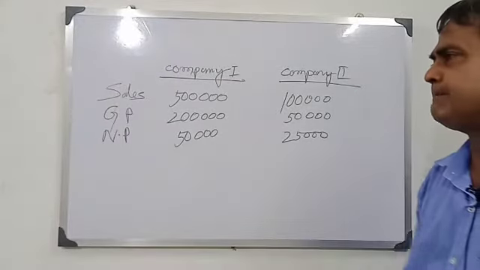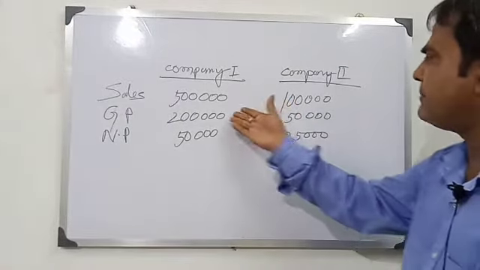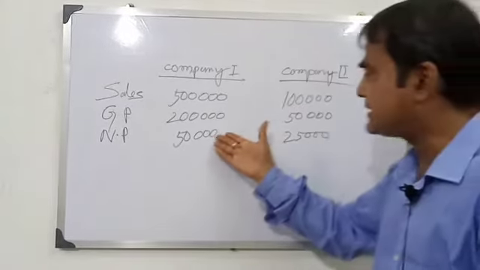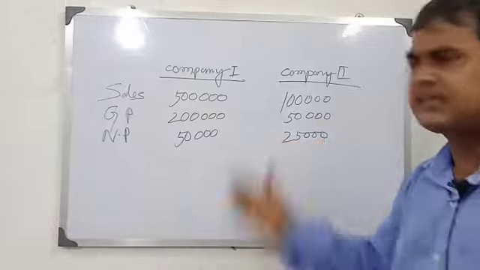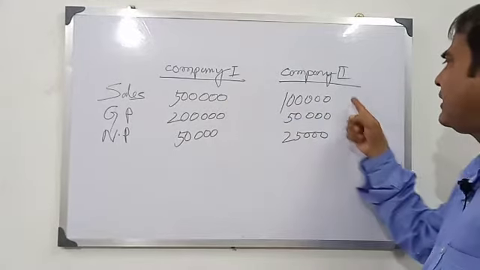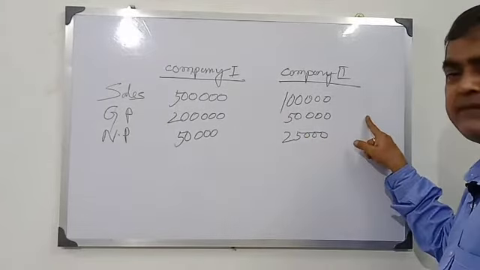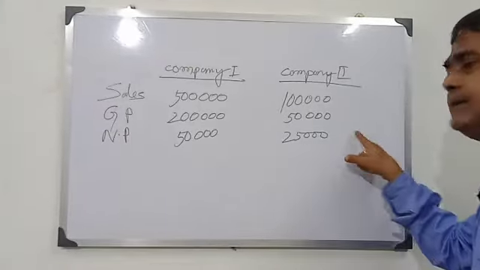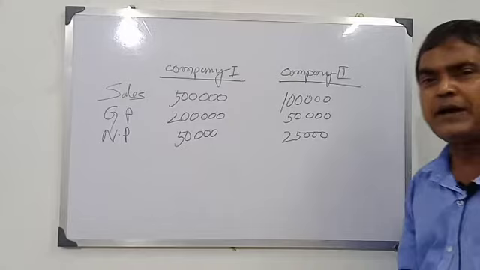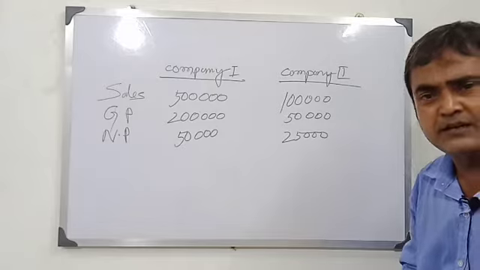If I ask someone doing accounts which company is better: this company is better with 5 lakhs, this company with 2 lakhs, gross profit only 50,000. This company is better, net profit twice of this. So here sales of company 1 are 5 times company 2, gross profit is 4 times, net profit is twice, double. Is company 1 doing better?